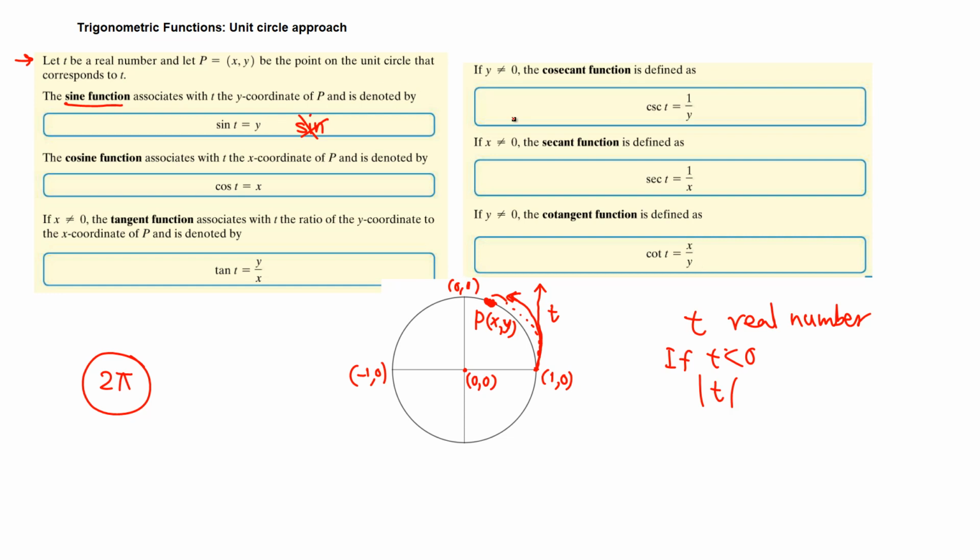And from these definitions you can see cosecant is the reciprocal of sine, and vice versa: sine is the reciprocal of cosecant. Same thing here. Secant is the reciprocal of cosine, and cosine is the reciprocal of secant. Same thing here. Cotangent is the reciprocal of tangent, and tangent is the reciprocal of cotangent. Okay, final.